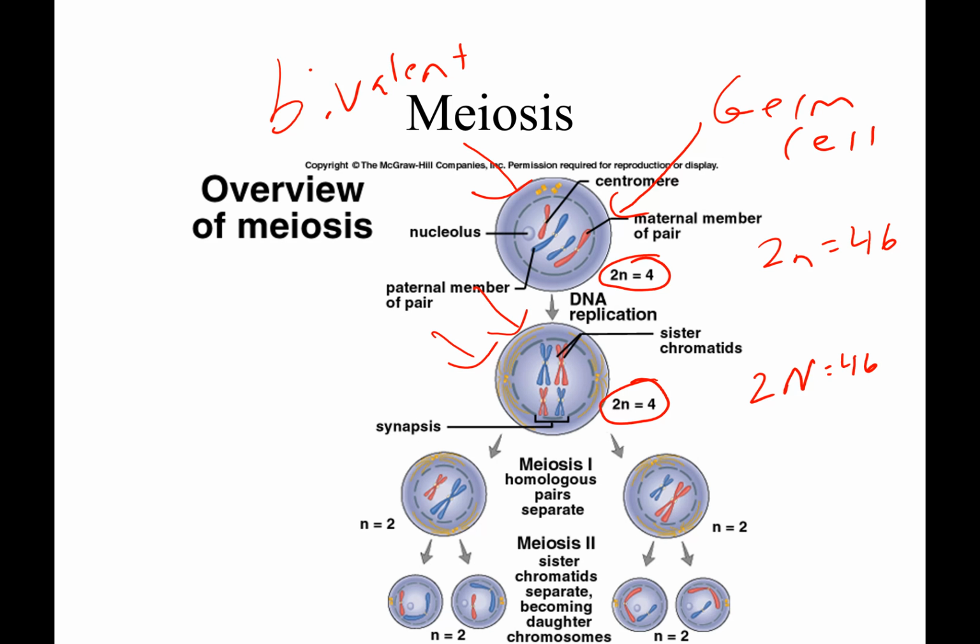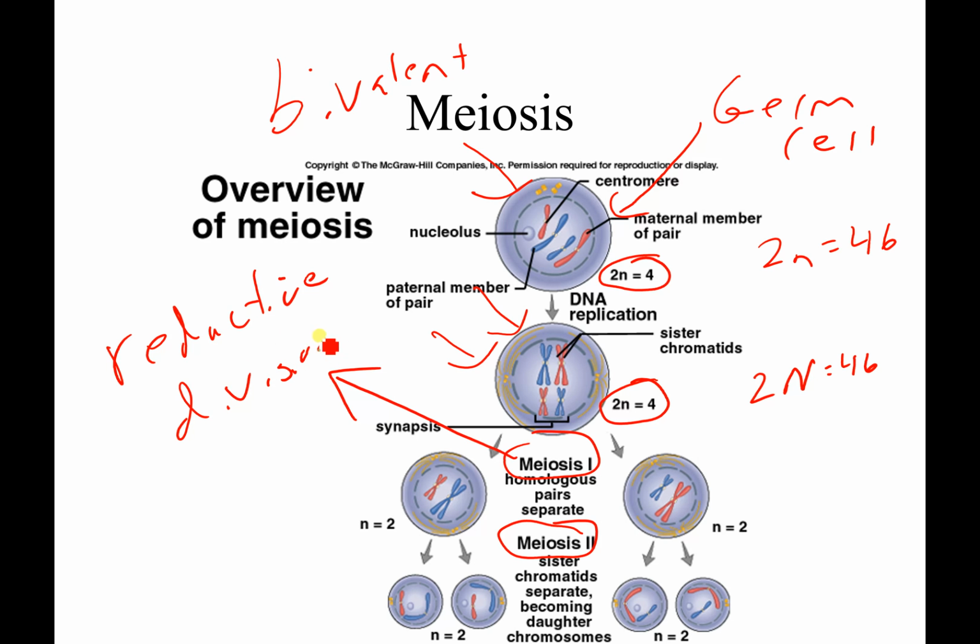The meiosis really occurs in two major stages, two major parts, meiosis I and meiosis II. Meiosis I is often called reductive division because meiosis I takes a diploid cell and from that diploid cell creates two haploid cells.